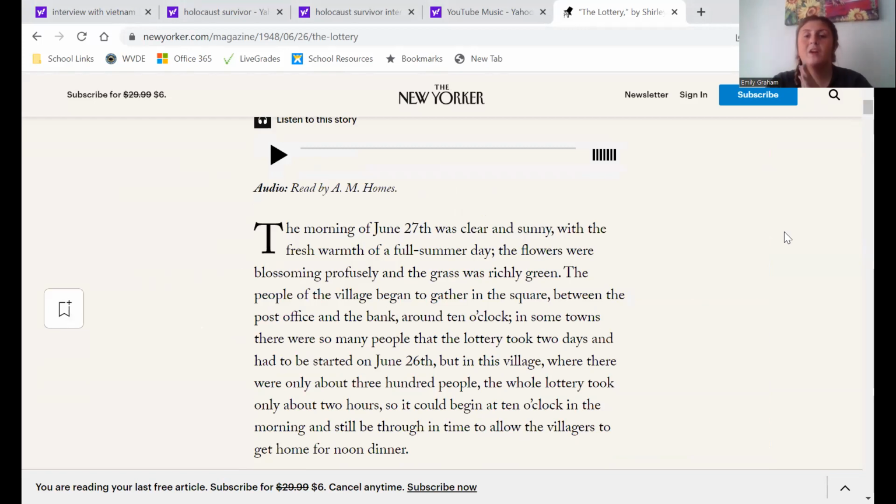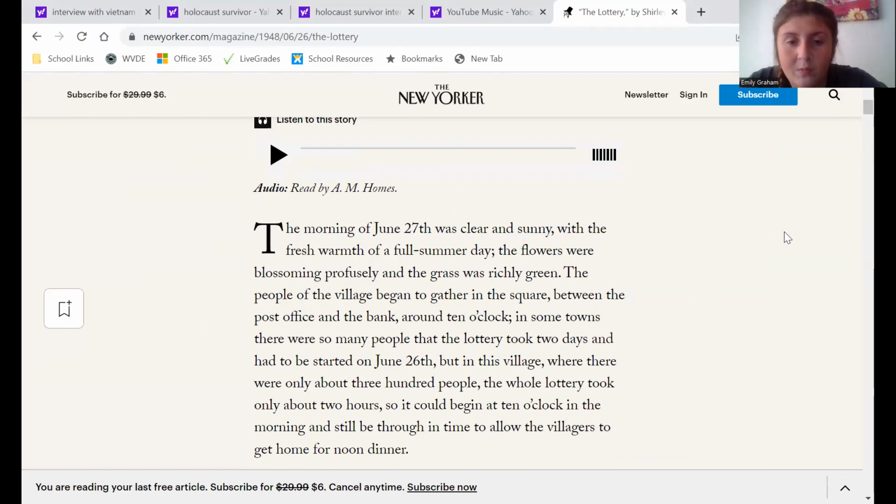Okay. The very first lines of the story, I find them very important. So we'll start off with that. It says, the morning of June 27th was clear and sunny, with the fresh warmth of a full summer day. The flowers were blossoming profusely, and the grass was richly green.